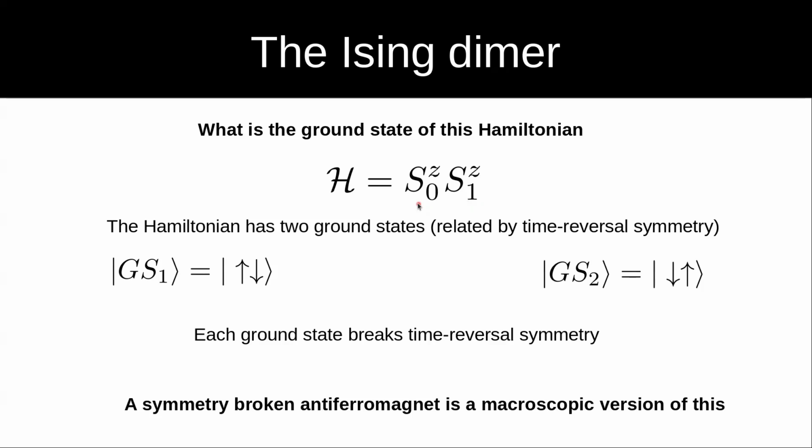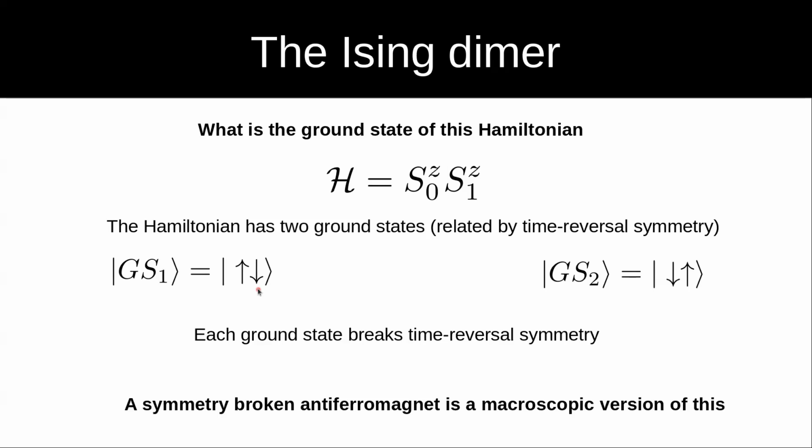If you now start asking yourself, how can I minimize the energy of the Hamiltonian, then you can very easily see that the ground state that minimizes the energy is actually not unique, and that there are two ground states. In particular, there's one ground state where the first spin points up and the second one points down, and then there's another ground state that is the exact opposite. Each one of these ground states breaks time reversal symmetry, meaning that if you apply time reversal to this object, you don't get the same object, but you get the opposite one. But of course, the set of ground states does not break time reversal symmetry.